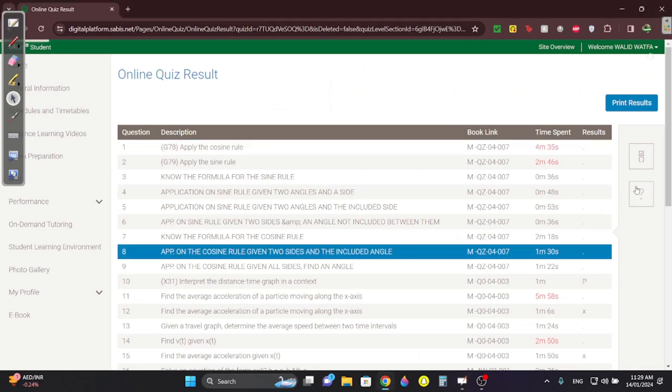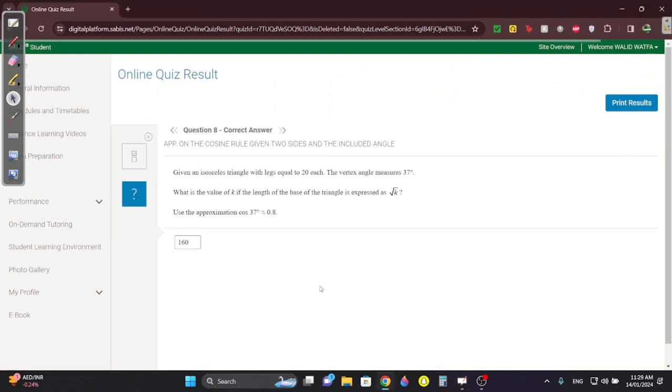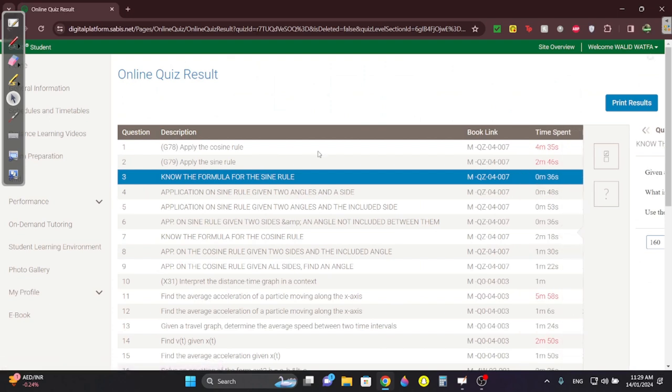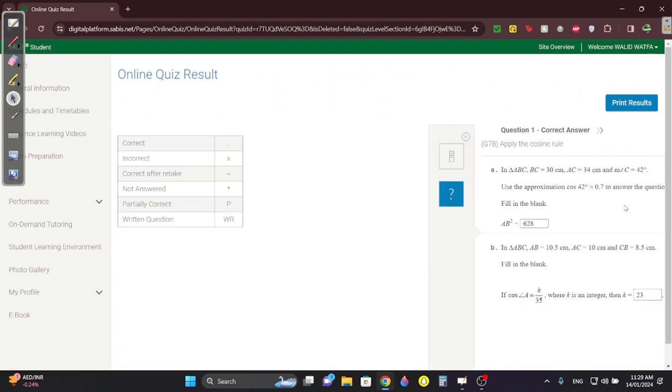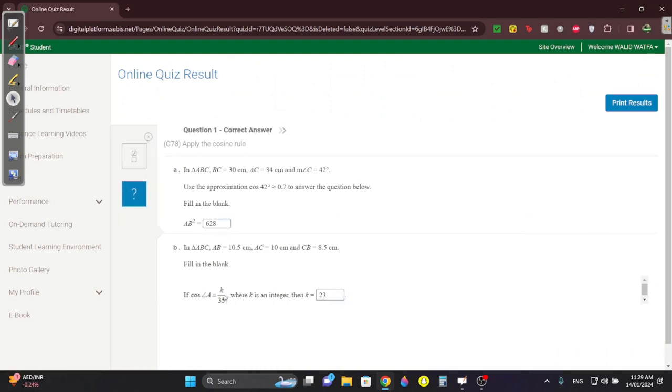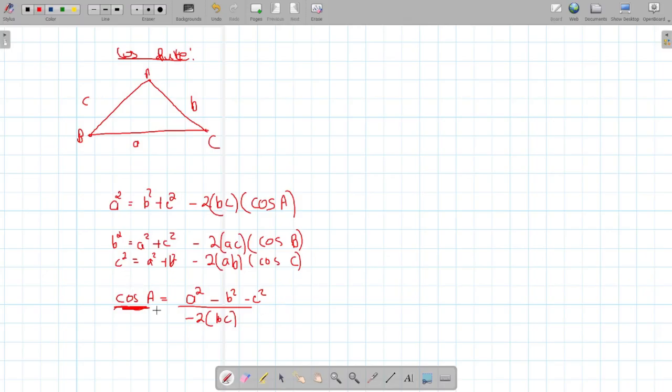Because sometimes in some questions, let's say, it was question 1 actually. You see, if they say what is cosine a, to find cosine a, you'd use this. Cosine a equals the side opposite to a squared minus the other two ones squared, divided by minus 2 times bc. This is the same as this, by the way.